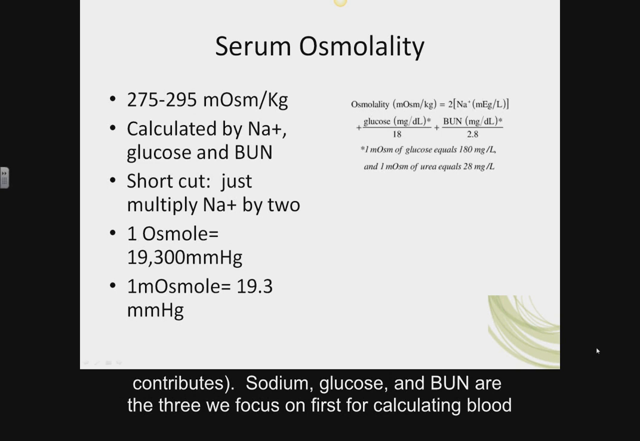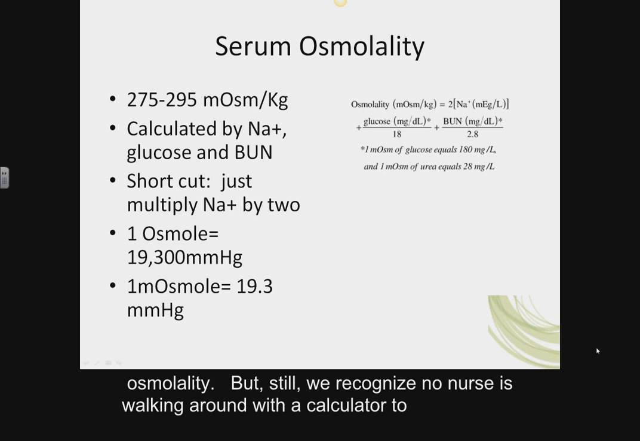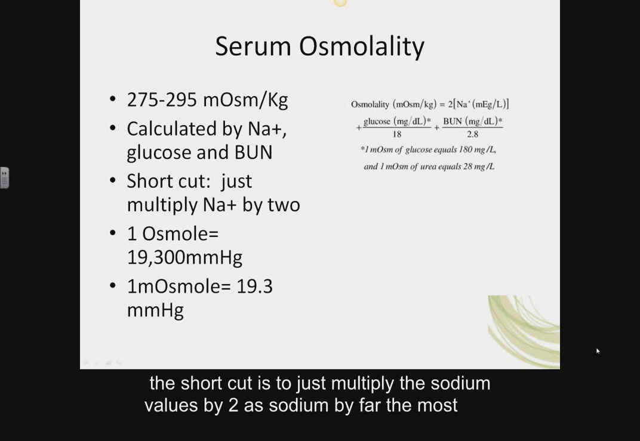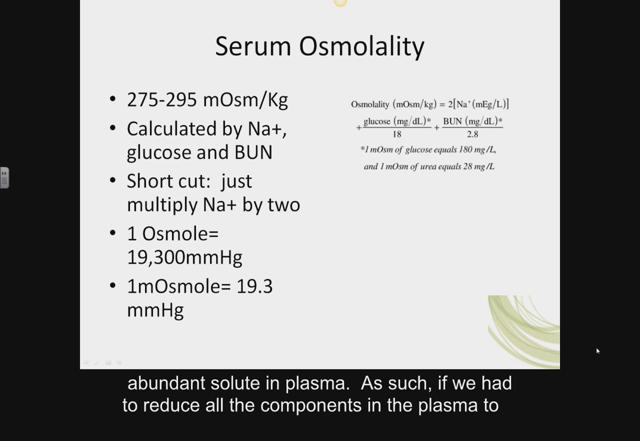These three molecules represent the particles in the plasma with the greatest osmotic effect. Notice I didn't say only, as albumin, of course, contributes, and others. Sodium, glucose, and BUN are the three we focus on for calculating blood osmolality. But still, we recognize no nurse is walking around with a calculator to divide glucose values by 18 and BUN by 2.8 to add to twice the values of sodium.